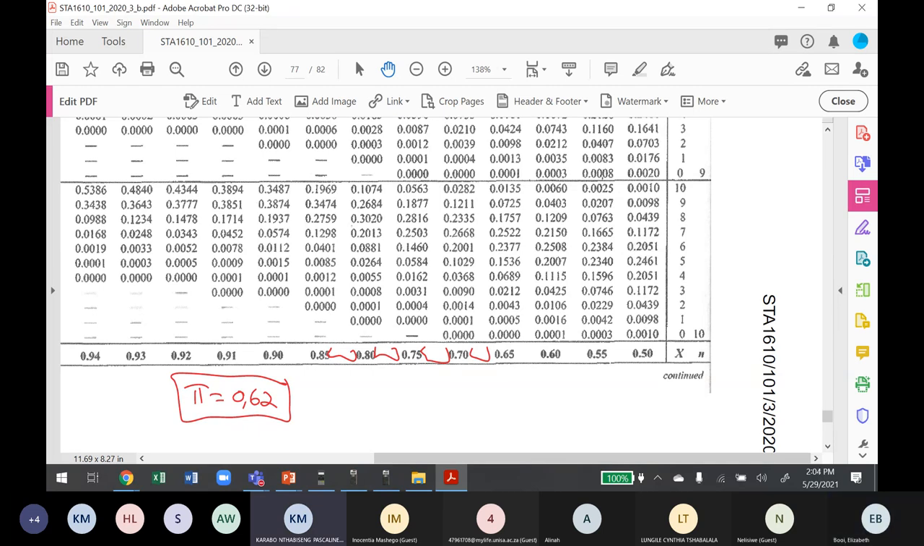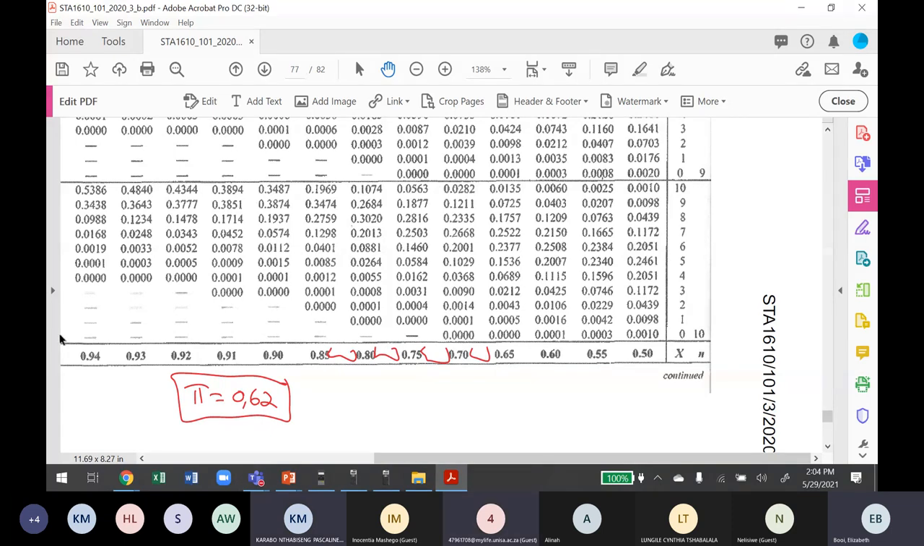Okay. They might give it to you in the assignment, but not in the exam. In the exam, they will prefer to use the ones on the table. But in the assignment, so that they test your knowledge of using tables and also using your formulas, they might give you those ones.